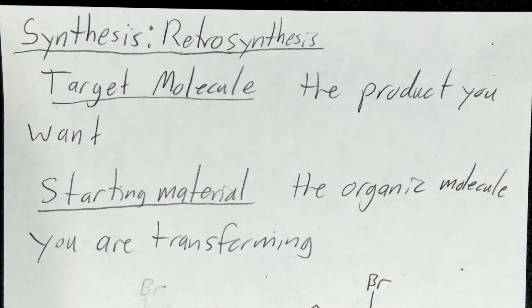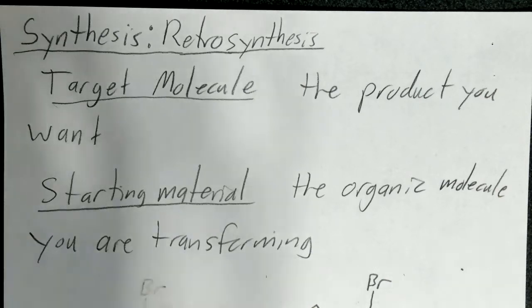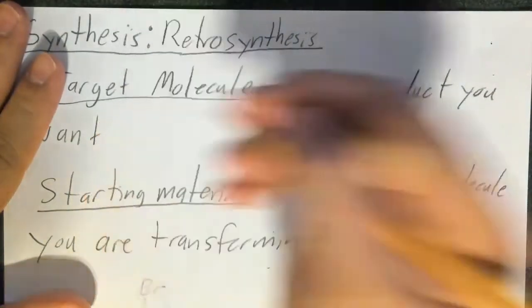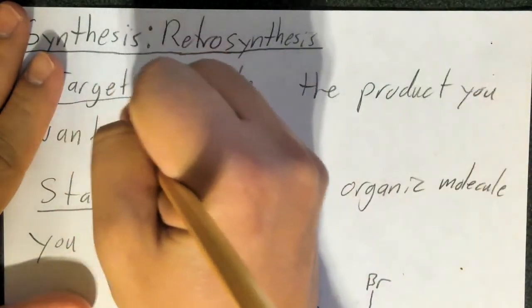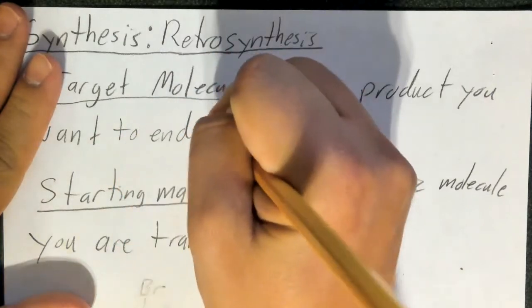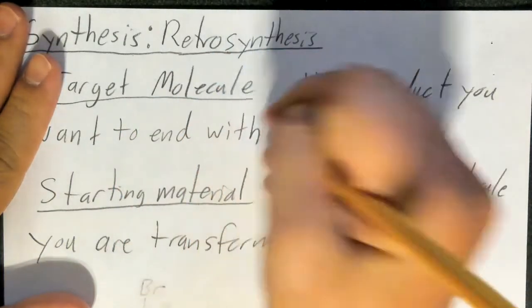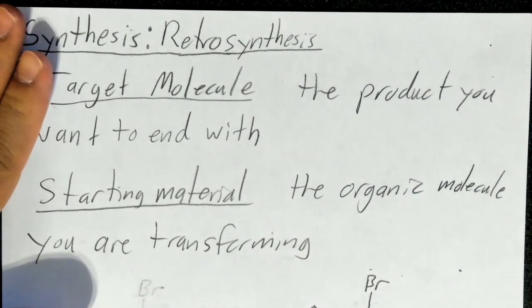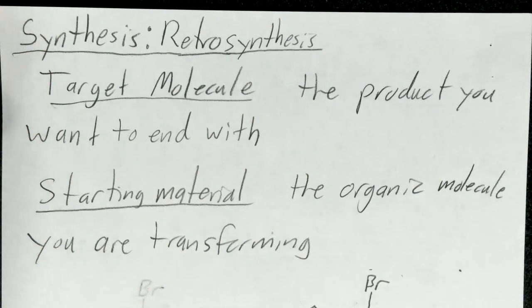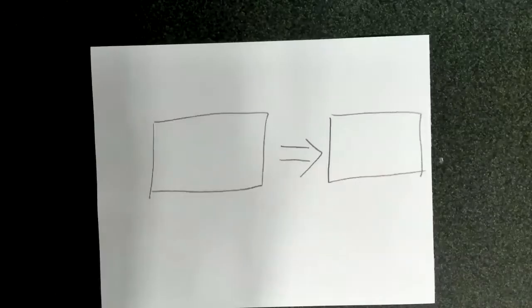First of all, we're going to have a target molecule, and that's just the product that you want to end with, meaning after the course usually of several reactions. And then you have the starting material, and that's typically an organic molecule that you're told you need to start from, and that you're essentially transforming reaction by reaction into the target molecule.